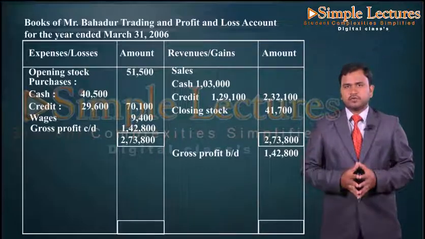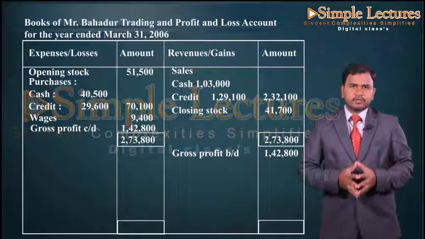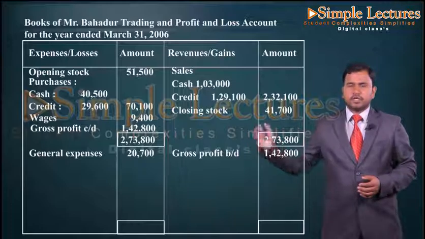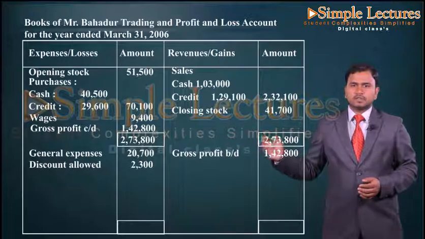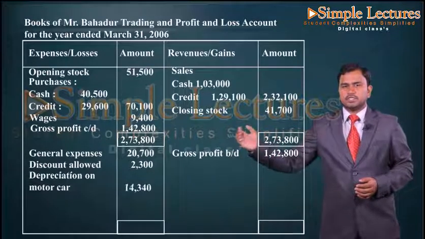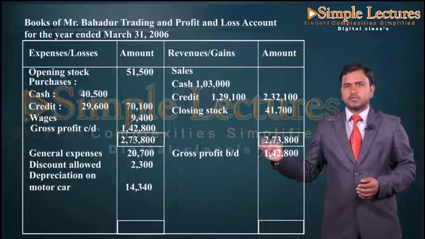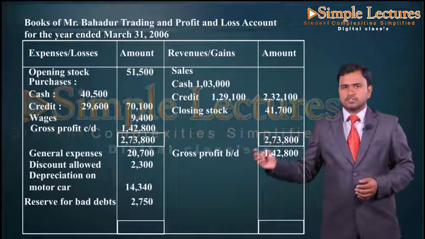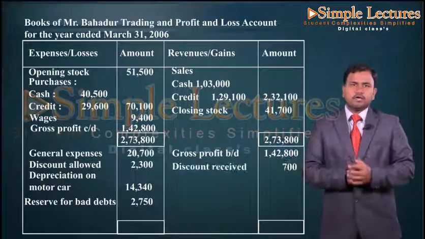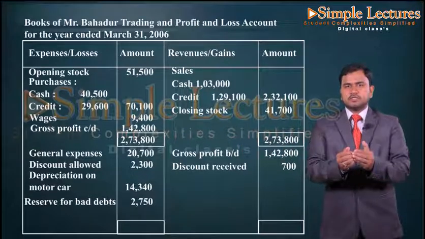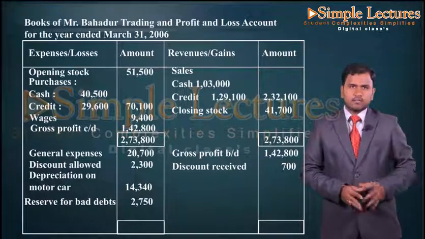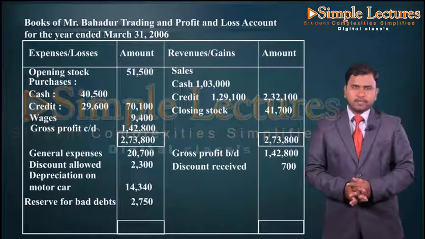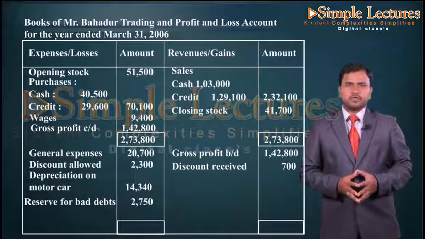So again we have to record the expenses which were indirect, where we have general expenses 20,700 and we have discount allowed 2,300 and depreciation on motor car 14,340. Then we have reserve for bad debts 2,750 and we have discount received. Discount received, when we are receiving, it is an income, so it will be in the credit side, discount received 700. Now we have to close the account to find out the net profit.